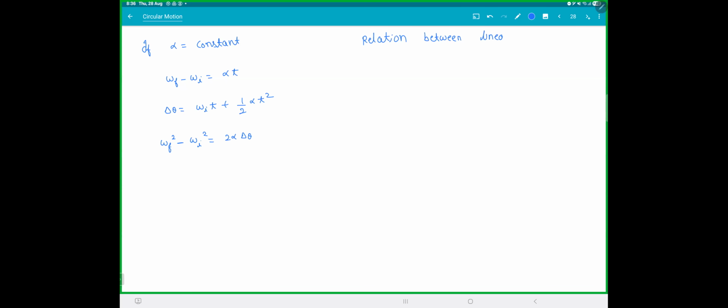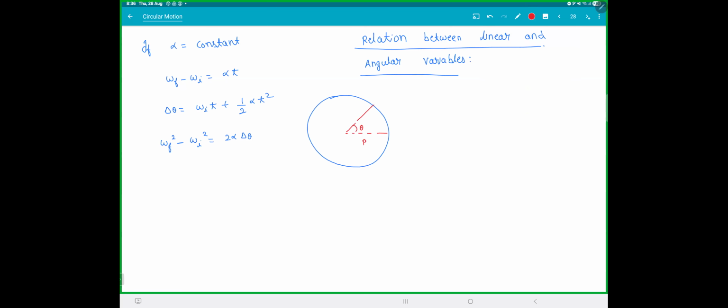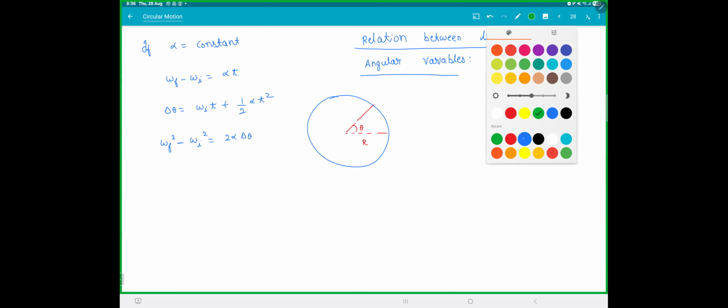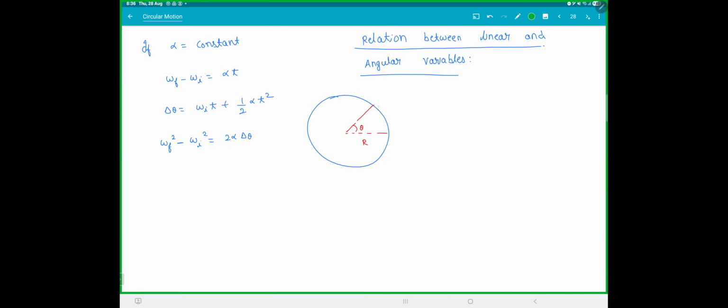So relation between linear and angular variables, if you want to relate this omega with v and theta with this, what is the relation? So when this particle is going in a circle, theta, radius, this is s is equal to r theta.